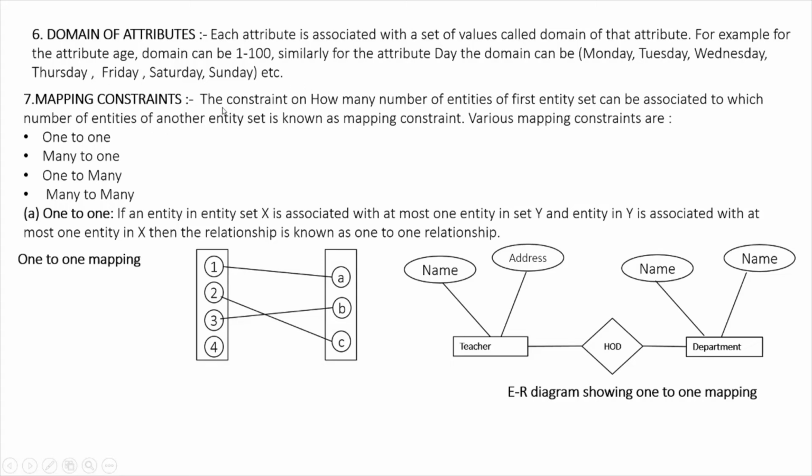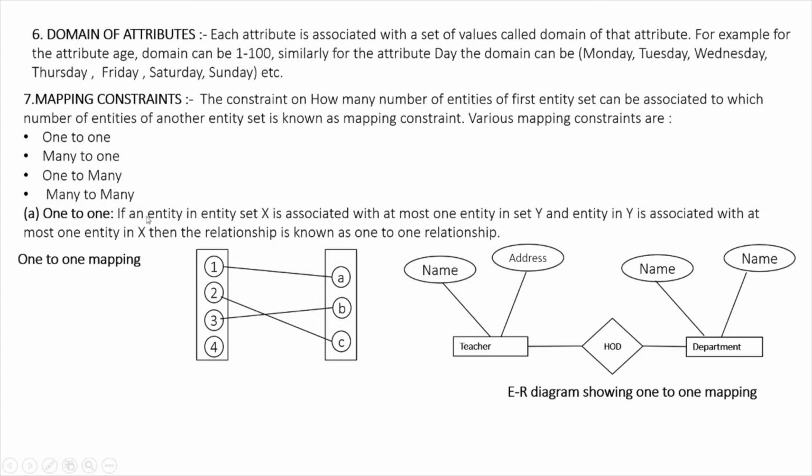Mapping constraint. The constraint on how many entities of the first entity set can be associated with how many entities of another entity set is known as mapping constraint. Various mapping constraints are one to one, many to one, one to many and many to many.